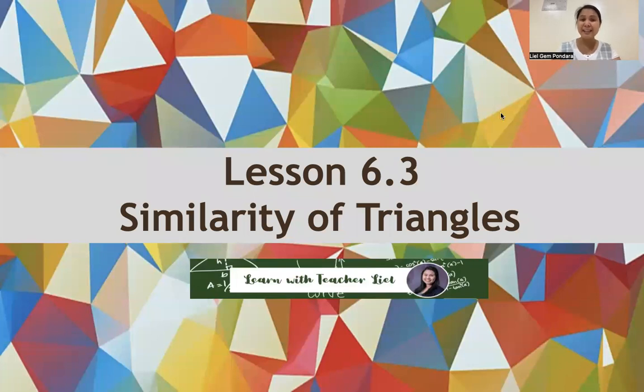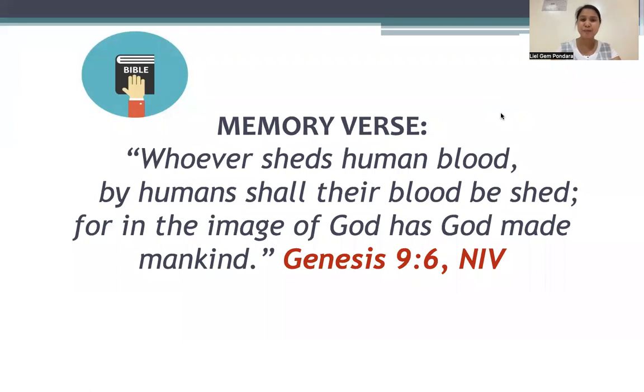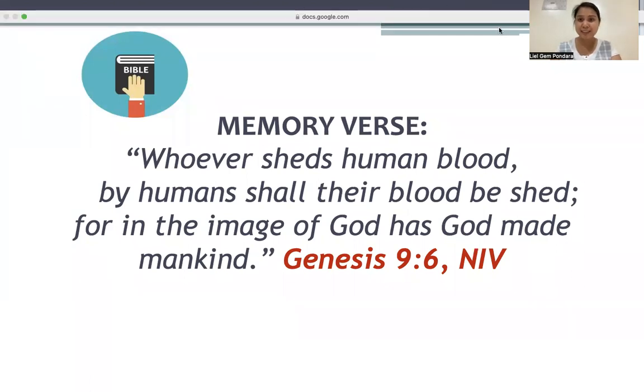Before we go further, let's first recite today's memory verse, found in Genesis 9, verse 6. In the New International Version, it says, "Whoever sheds human blood, by humans shall their blood be shed. For in the image of God has God made mankind." We are created similar to God's image. So you must not feel ugly or discontented, right? Because you see, we are created in the image of God.